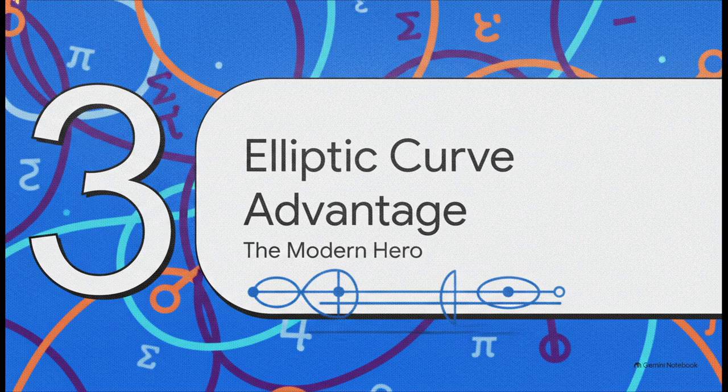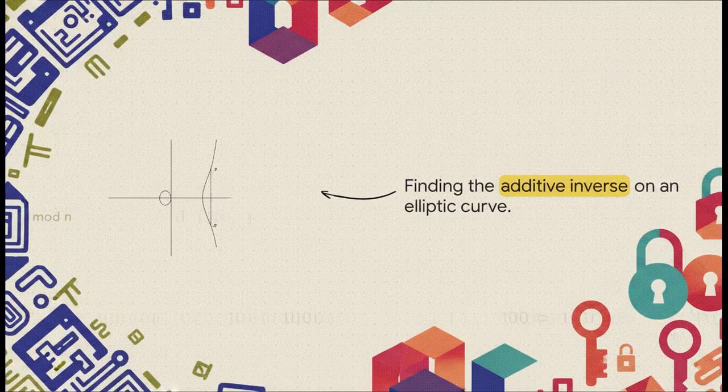Moving right along to Section 3, the elliptic curve advantage, the modern hero. Let's see how these basic trapdoors build into something even more powerful than those classic number circles. We're talking about elliptic curve cryptography, or ECC, and this is honestly where the math gets visually fascinating. By mapping values onto a specific geometric curve, an elliptic curve, we create what mathematicians call a finite abelian group. It's this highly complex, wrapping mathematical structure.